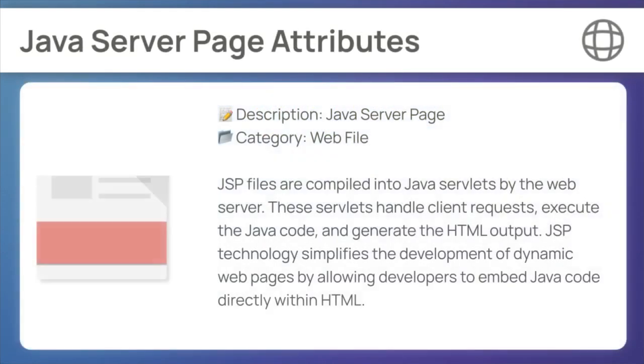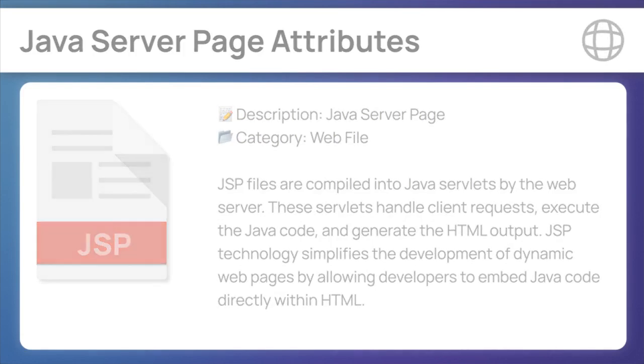JSP files are compiled into Java servlets by the web server. These servlets handle client requests, execute the Java code, and generate the HTML output. JSP technology simplifies the development of dynamic web pages by allowing developers to embed Java code directly within HTML.